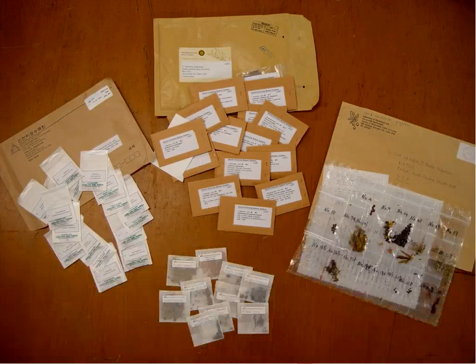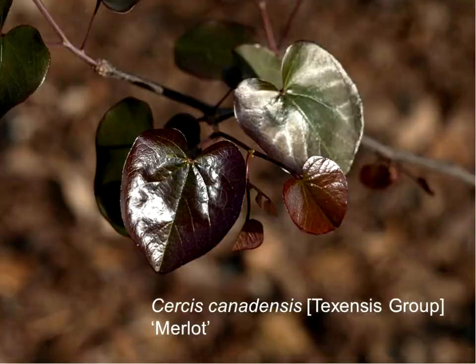But botanic gardens are part of a whole network. We exchange seeds with each other through a program called Index Semina, or seed lists. So these are just some of the seeds that we've gotten in from various gardens one year. And we do that every year. We get seeds like this.